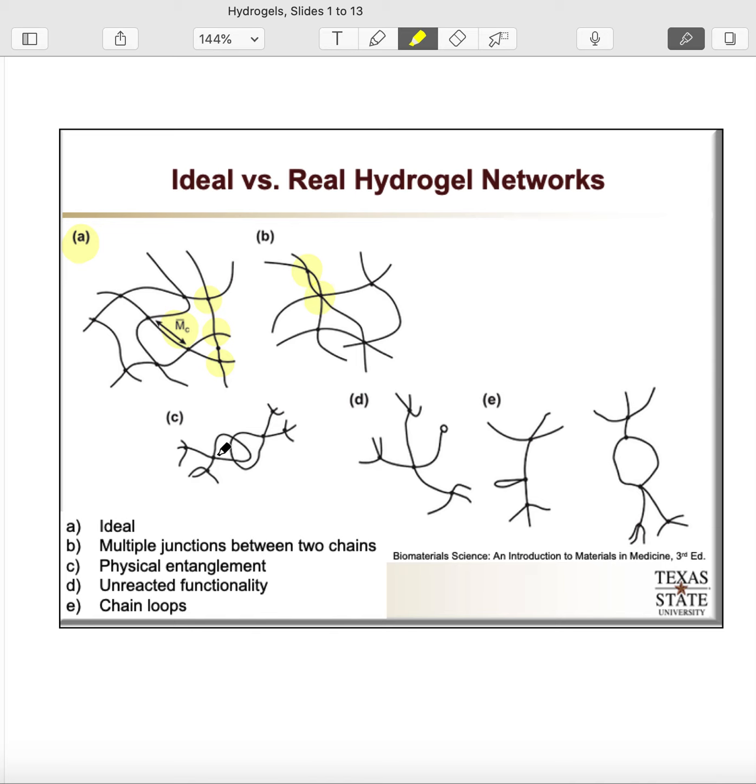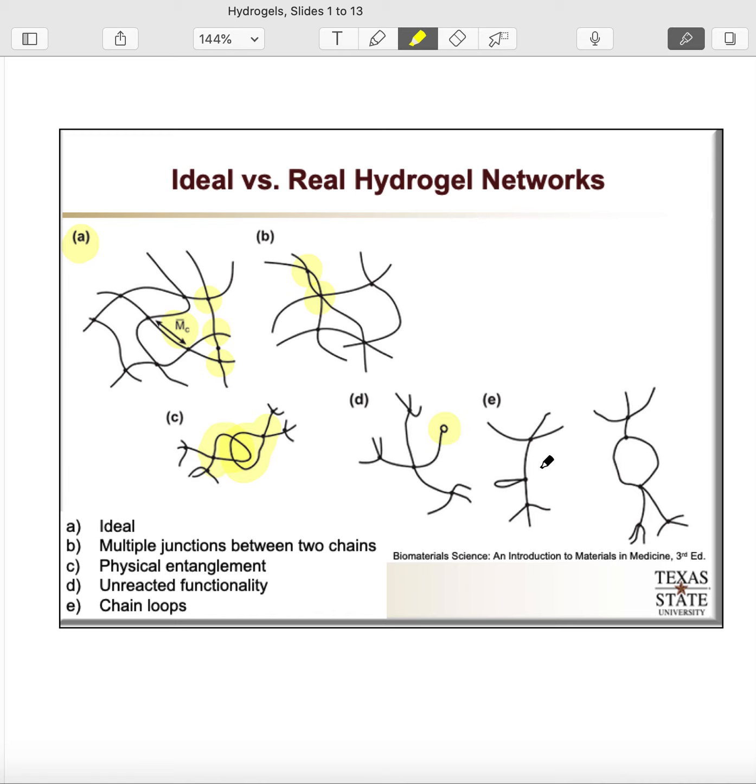You might have physical entanglement, as is shown right here, where you have two independent systems that end up being cross-linked through this loop. On D, you have unreacted functional groups, which in this case are shown by this little circle. For example, that could be a carboxylic acid or an alkyne or amine group or a methacrylate group that did not react with the intended target. And so you would end up with that functionality just hanging loose, if you would.